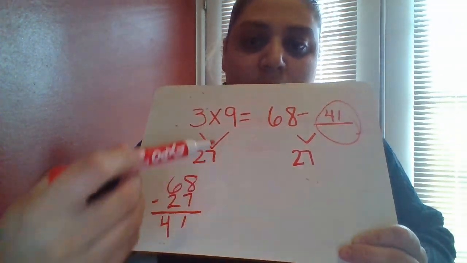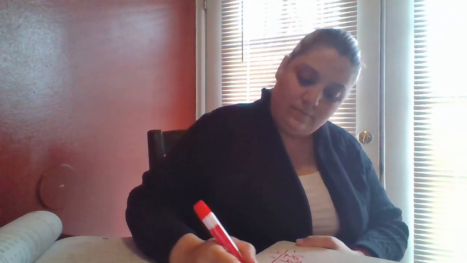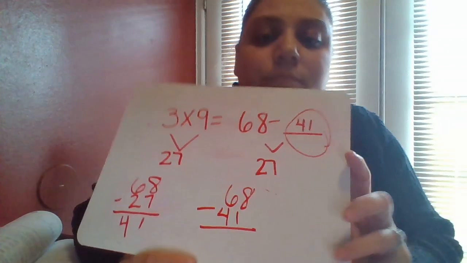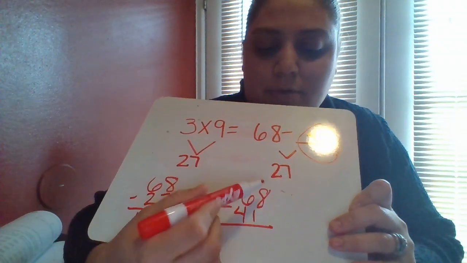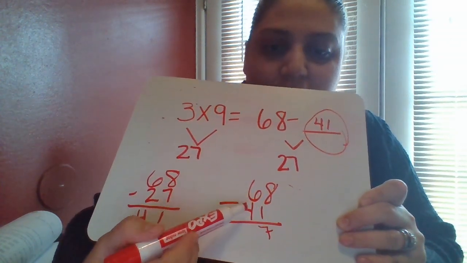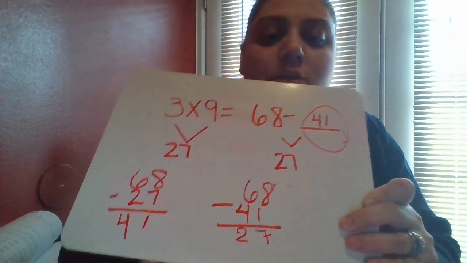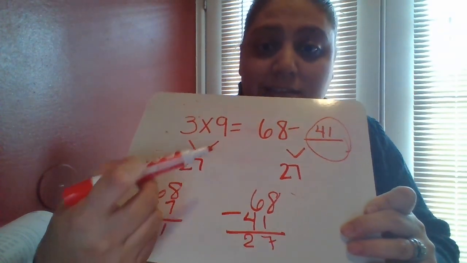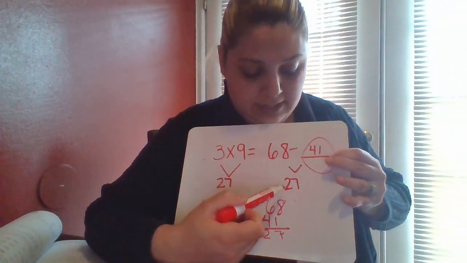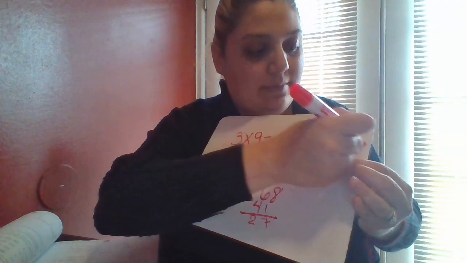So now I'm going to double check my work, I'm going to do 68 minus 41. All right, so then I start at my ones place. 8 minus 1 is 7. And then I go to my tens place. 6 minus 4 is 2. And that is 27. That means 3 times 9 is 27, and that means 68 minus 41 is also 27. So I can give myself a check mark, and I am correct, except that didn't really work.